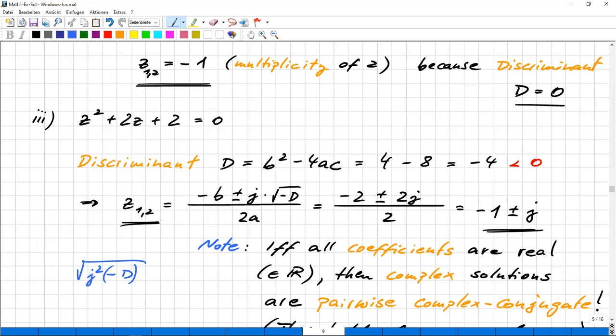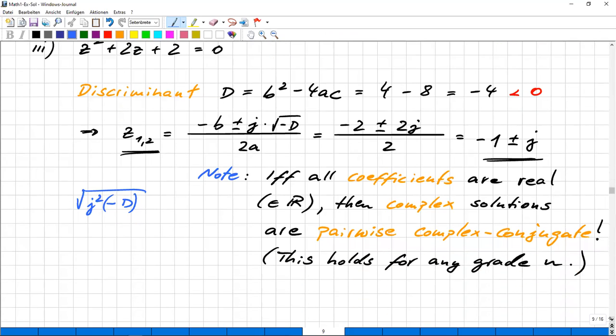And now in the next step, I would separate this. I use regular calculation rules, which have been valid all the time, and they remain valid. So I can split this expression into the square root of j squared times the square root of -d. But please note that -d in our case is a positive value. That's the reason why we're doing it, to get a positive radicand inside here.